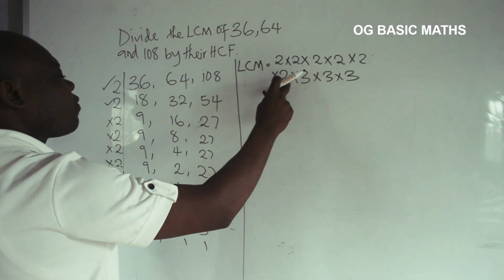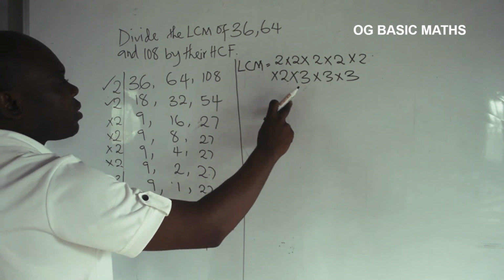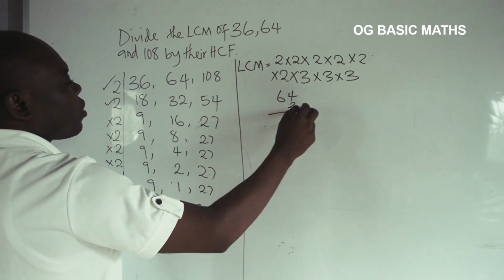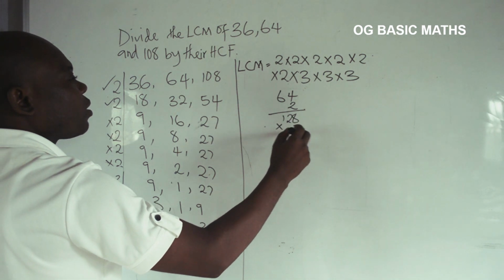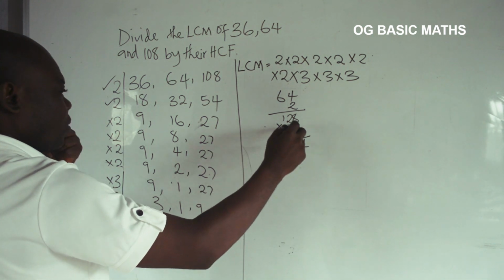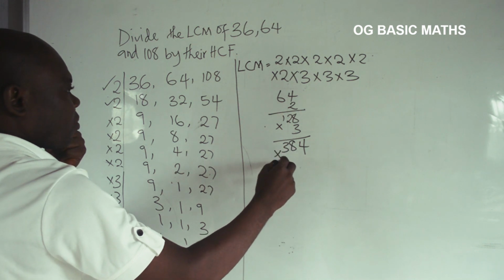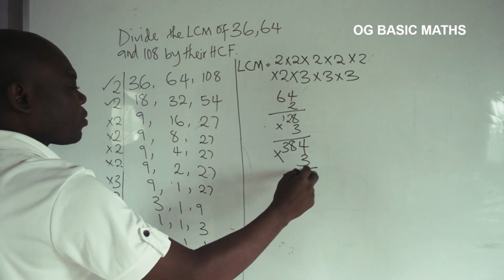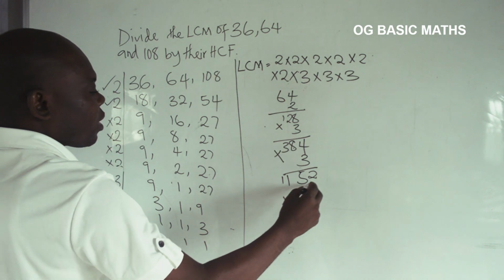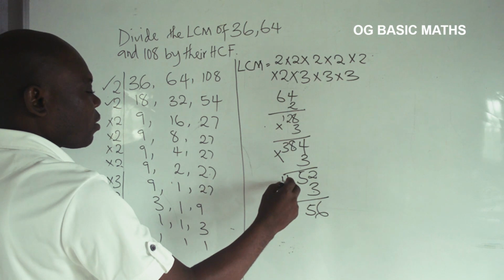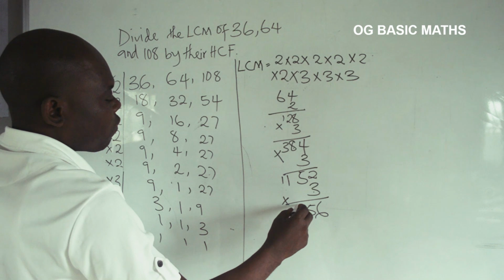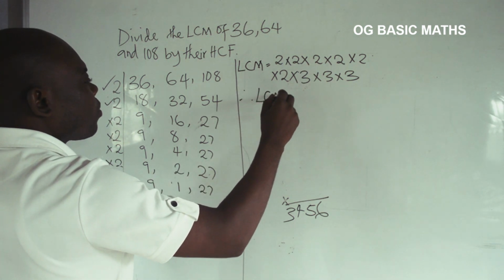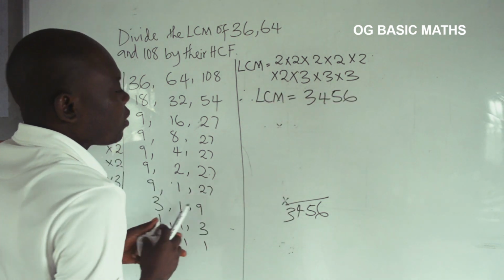24 times 2 is 48, 48 times 2 is 96, 96 times 2 is 192. Then multiplying by the remaining 3s, we carry through the calculation step by step. So the LCM is, therefore, 3,456.